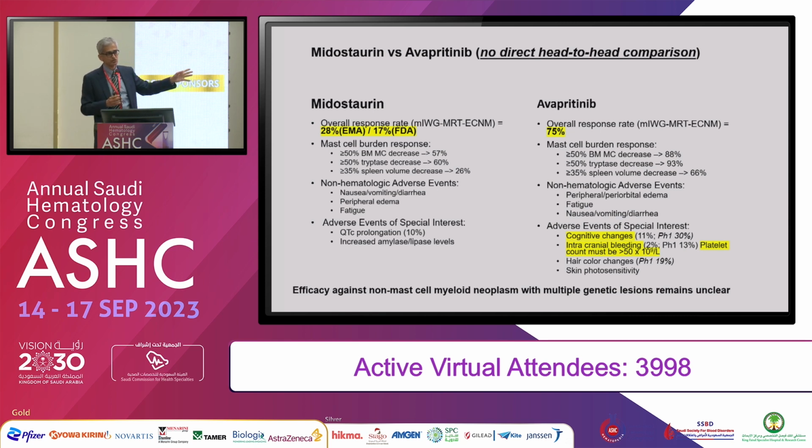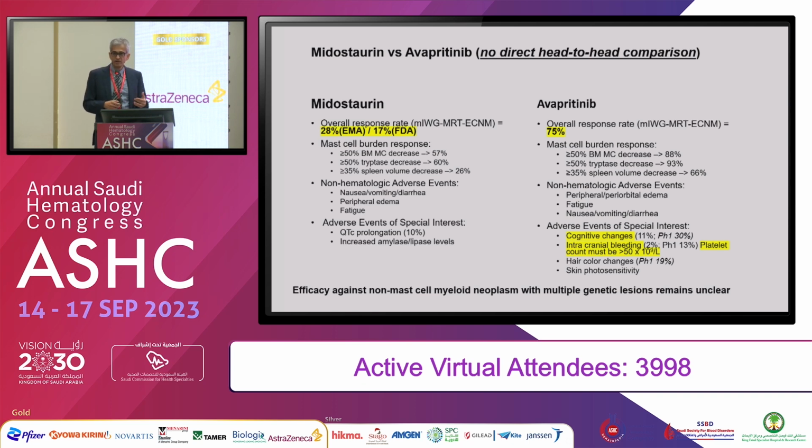So midostaurin, GI side effects, very prominent: nausea, vomiting, diarrhea, frequently lead to dose reductions, holding the medicine, starting it again at a lower dose. Also have to follow for QTc prolongation. When you think about adverse effects of avapritinib, the common ones are peripheral edema and diarrhea, but the ones of more specific interest are noted at the bottom of the slide, highlighted in yellow.